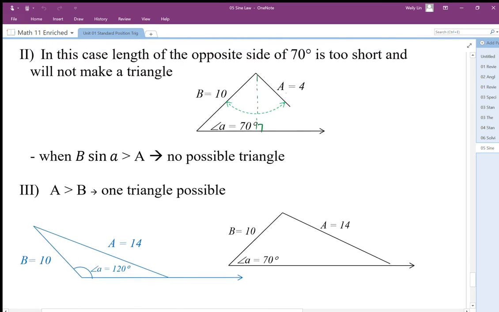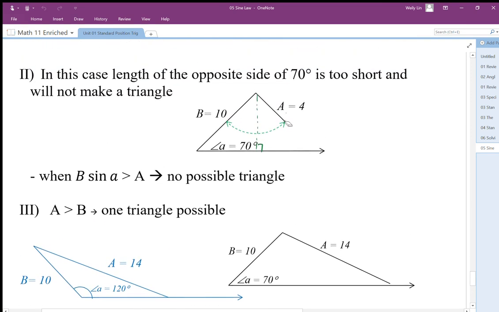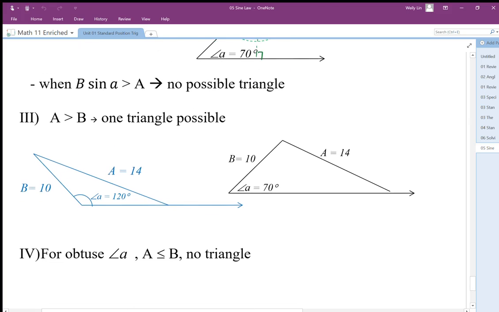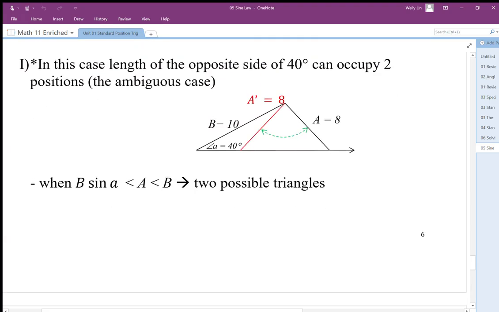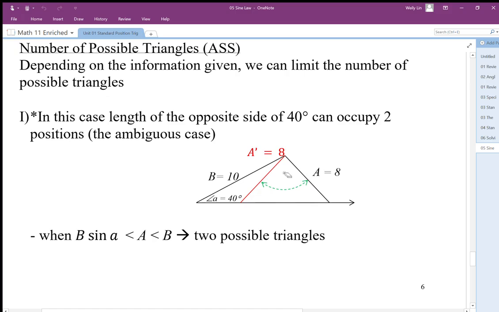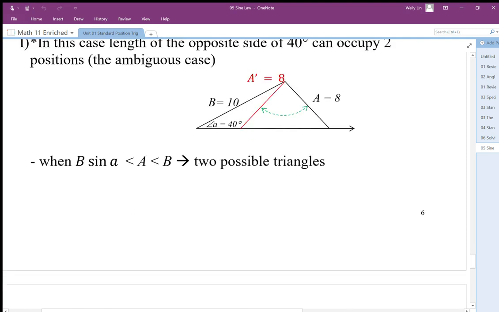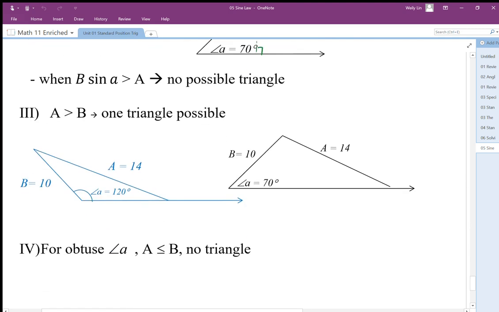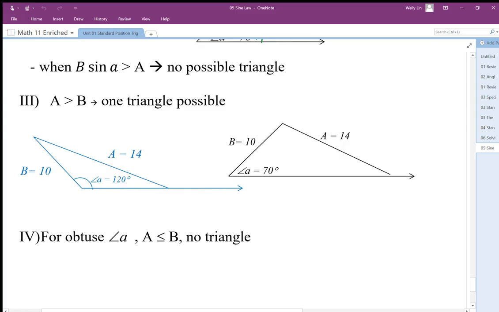So the first special case, no triangles can be made because this side's too short. If this side is really long, in fact, if it's longer than side b, notice that in the case where we do have two triangles, side a is shorter than side b. But if side a is longer than side b, only one triangle can be made. If angle A is acute, it makes one triangle. If angle A is obtuse, it still only makes one triangle.